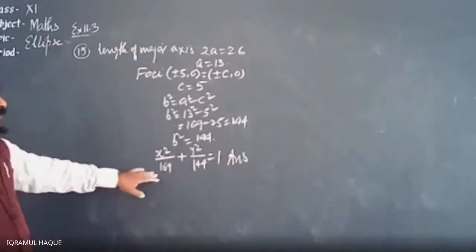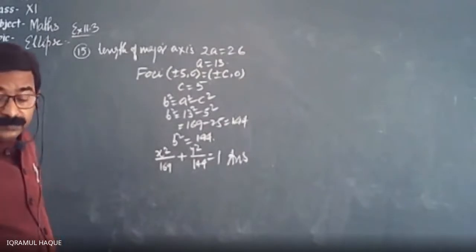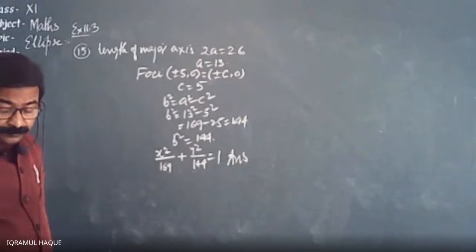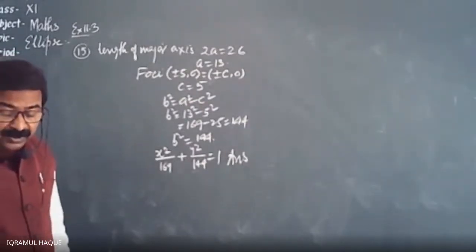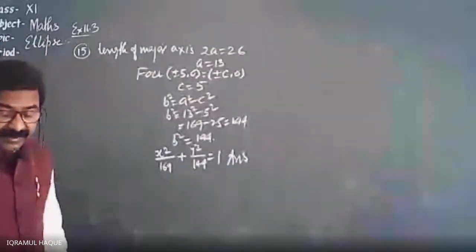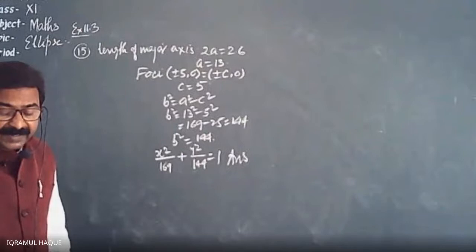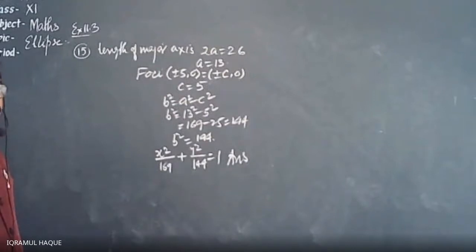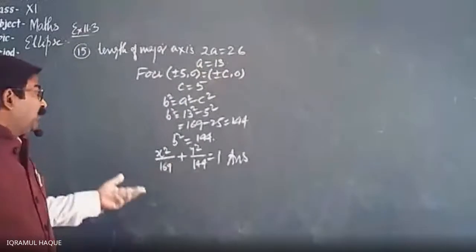x square upon a square plus y square upon b square. Got it? Yes, sir. Now question number 16. This time you are given length of minor axis, that is 2b, and foci is given plus minus c, 0. You can get c and you can get b, get the value of a and then the equation.